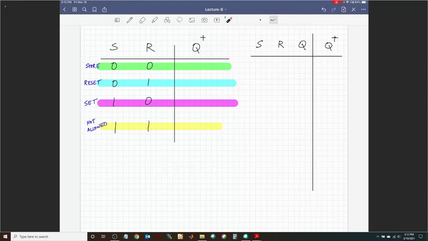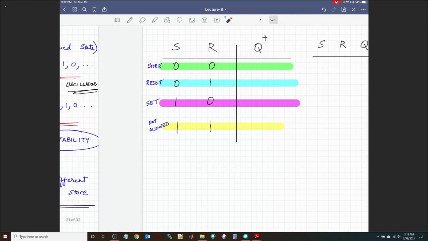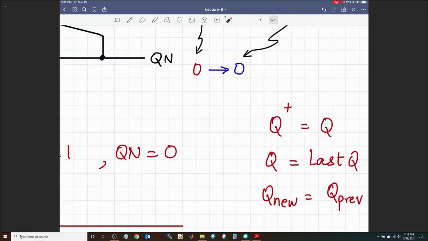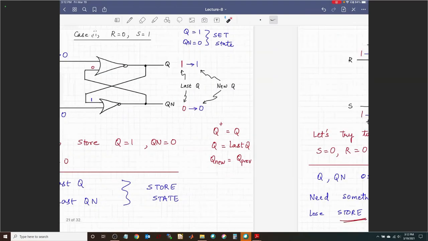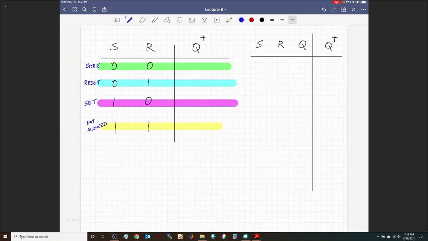So if you are in the store state, what should Q plus equal? Look at this terminology here. Q plus or Q new, those are what happens next. These are from previous, old ones. I'm using this one right now. So what should Q plus be when you are in the store state? New should equal old. So Q plus should equal Q.